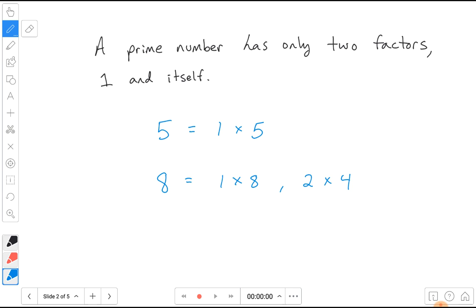Also, just of note, 1 is not a prime number. 1 is not prime. That's because you can only multiply 1 by 1. And so we have the definition here: a prime number has only two factors, 1 and itself, and the number 1 only has one factor.